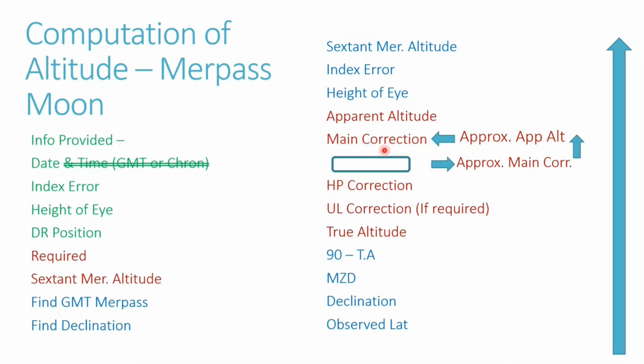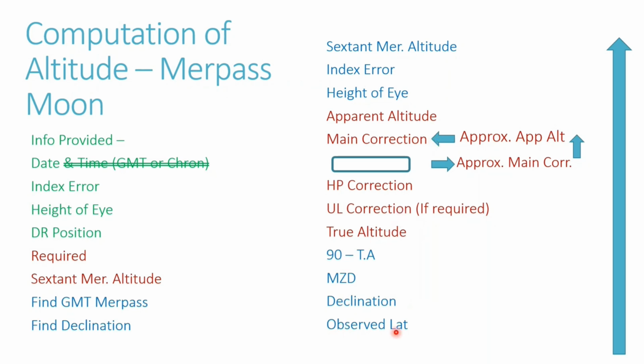Once this accurate main correction is obtained, we can forget about the approximate main correction and the approximate apparent altitude. The exact main correction is available to us now. So to this uncorrected altitude, you apply the accurate main correction in the reverse direction, and you get the apparent altitude of the moon. So I'm repeating once again.